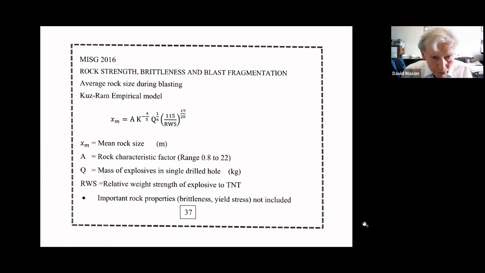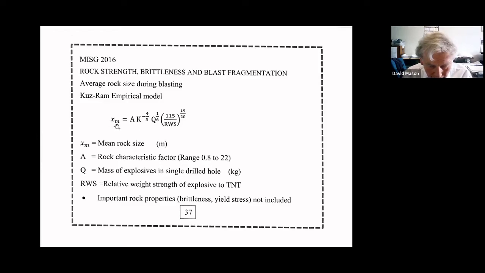An important problem was rock strength, brittleness, and blast fragmentation. When rocks are quarried, for example, to make a breakwater at the coast, the size of the rock is very important. You need large rocks for a breakwater or a harbor. And when you've got explosives, how do you know the size of the rock that you're going to get? Well, they use the Kuz-Ram empirical model.